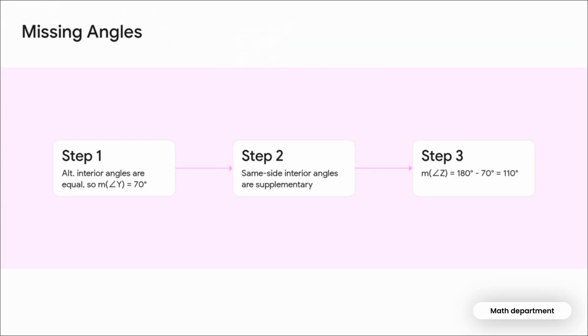Okay, let's walk through the solution step by step together. Since the lines are parallel, our first rule totally applies. Alternating interior angles are equal. Boom. That means angle Y is exactly 70 degrees. Simple as that.